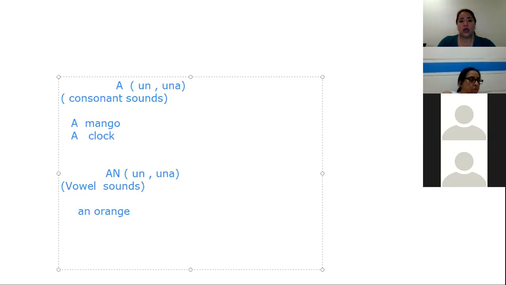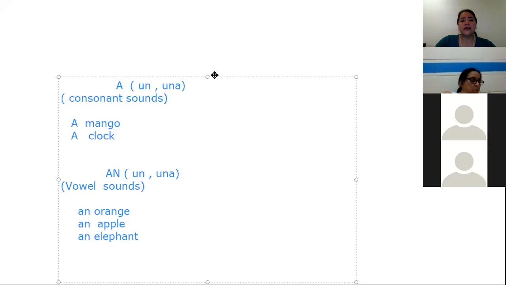An orange. De un solo. An orange. Right? Y con eso yo estoy diciendo una naranja. Okay? El famoso ejemplo de la manzana. Right? That's it. An apple. This is sonido vocal. That's it. Other one that I have, an elephant, right? That's it. An elephant, okay? That's it. Sin embargo, miren estas palabras que ahorita voy a escribirles.